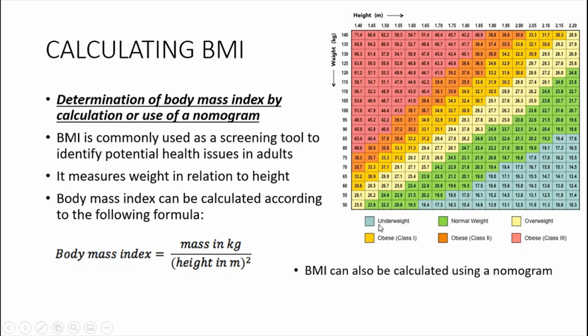There is also a color code to determine what this BMI means, so whether someone is the normal weight, whether they are underweight, whether they're overweight, or whether they're obese. Different nomograms will look slightly different. Sometimes instead of having a color-coded key, they'll actually have these descriptors somewhere on the nomogram. But either way, you can use this to determine somebody's BMI and the category that they fall into. We'll have a look at this in a following slide.